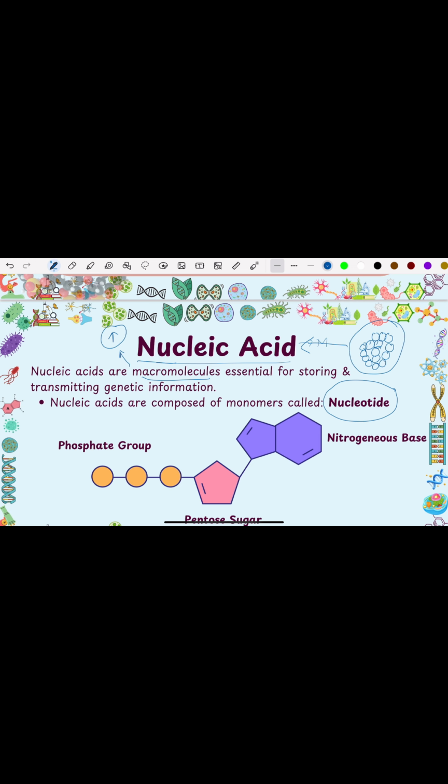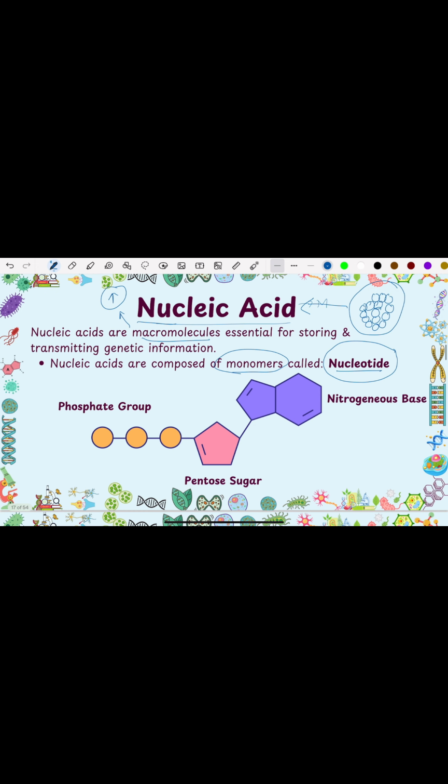Along with lipids and carbohydrates, nucleic acid is also a macromolecule which is found in the cell. So nucleic acids are composed of monomers called nucleotides. So this is the structure of a nucleotide. A nucleotide consists of a pentose sugar, a nitrogenous base, and a phosphate group.